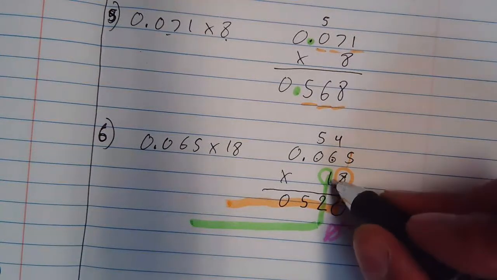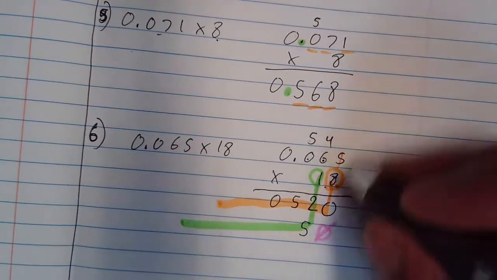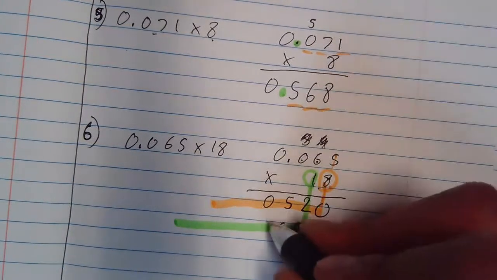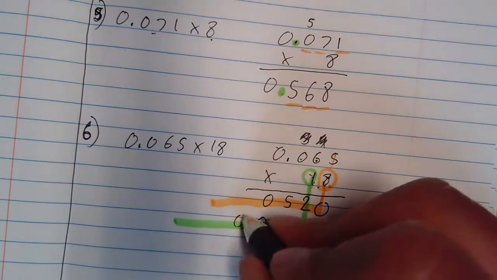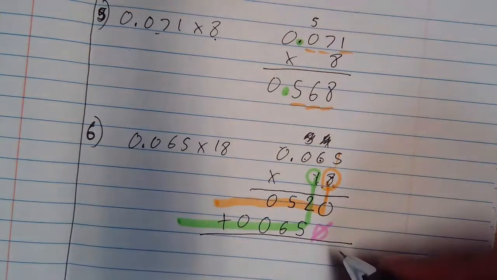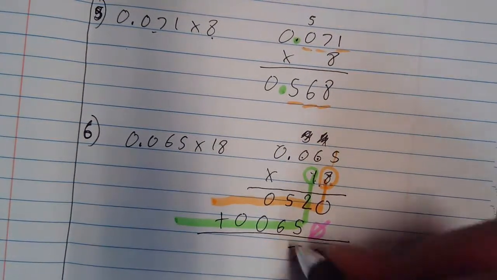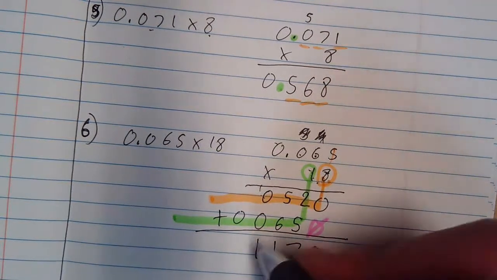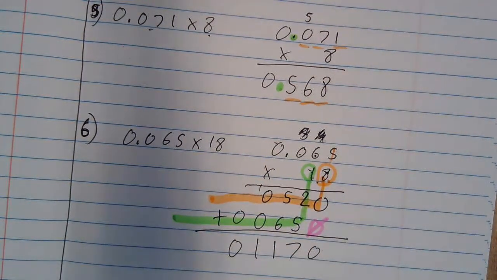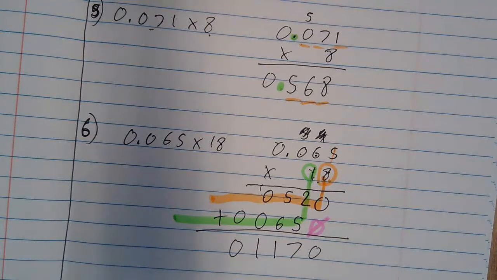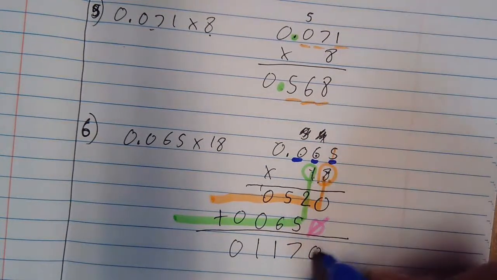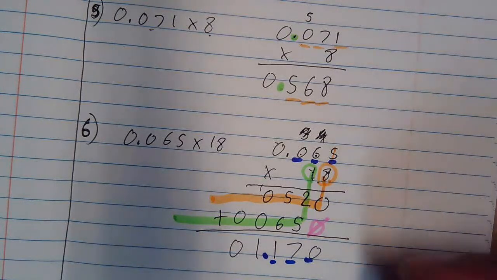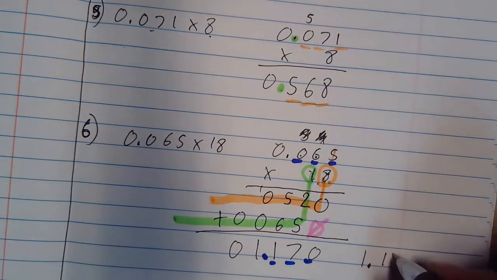All right. Start all over. 1 times 5 is 5. 1 times 6, 6. 1 times 0, 0. 1 times 0, 0. You add all that together. 0, 7, 11. Carry the 1. 1 plus 0 is 1. And bring down that 0. Count the place value. 1, 2, 3. 1, 2, 3. Your final answer is 1.170.